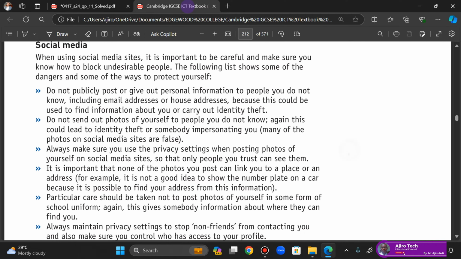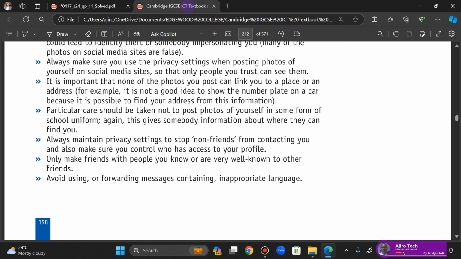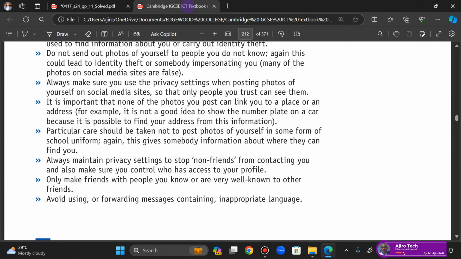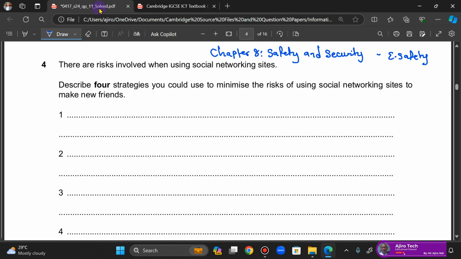Okay. So the first one here is always maintain privacy settings to stop non-friends from contacting you. Don't post photos of yourself in some kind of uniform. Okay. Make sure to use privacy settings. Now let's look at the question here. They said, first strategy you could use to minimize the risk of using social networking sites to make new friends. Okay. So these are people that you have not seen in real life.